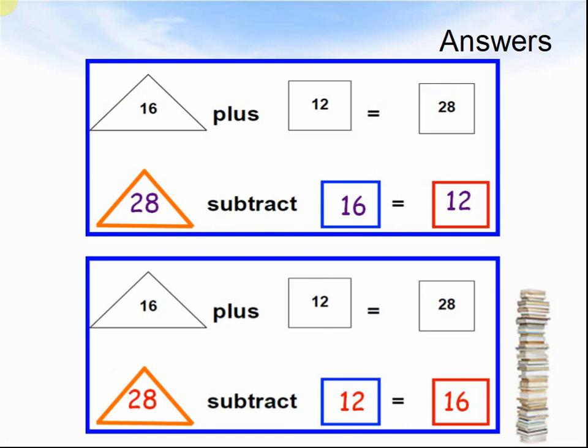16 plus 12 equals 28. So you could have written 28 subtract 16 equals 12, or you could have written 28 subtract 12 equals 16. Let's look at the next question.